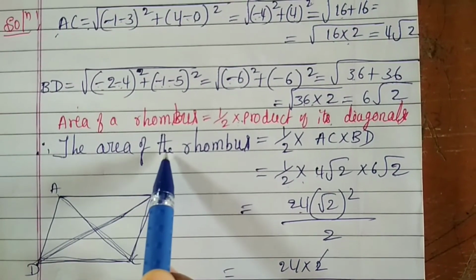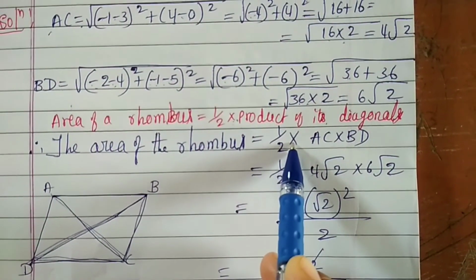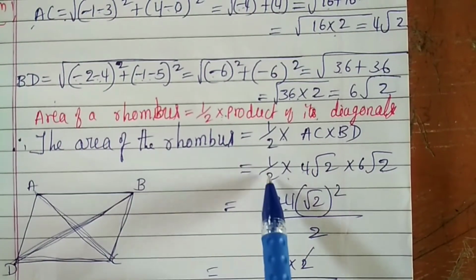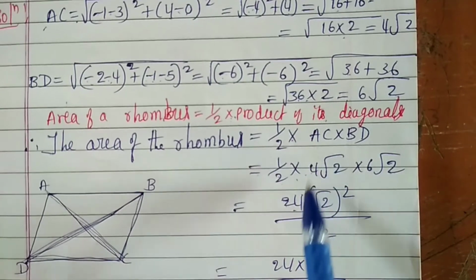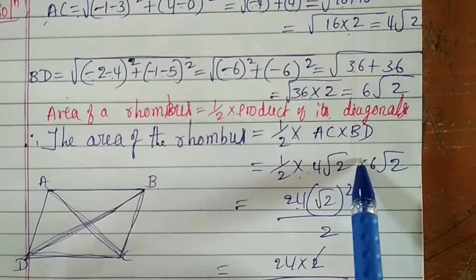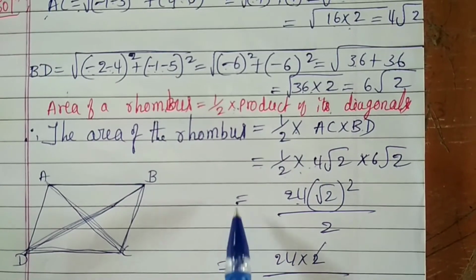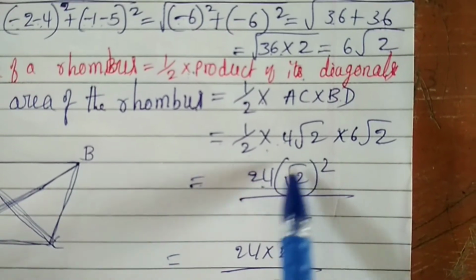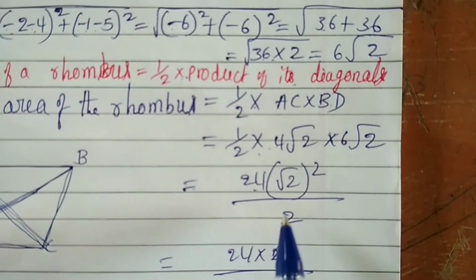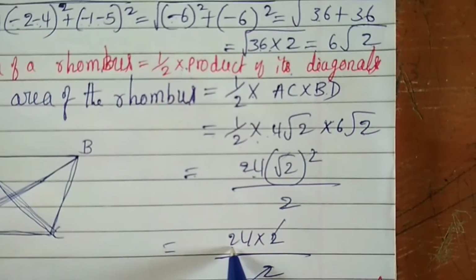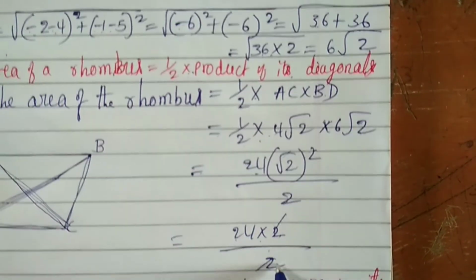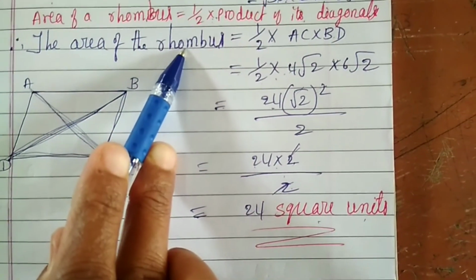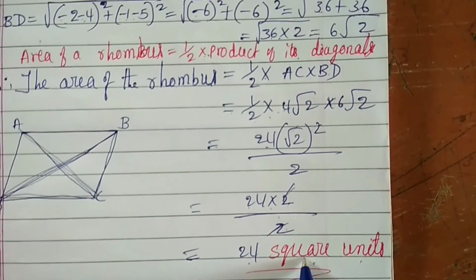So the area of the rhombus is equal to half into first diagonal AC and second one is BD is equal to half into first diagonal AC is equal to 4 root 2 into BD means 6 root 2 is equal to 6 4s are 24 root 2 into root 2 whole square divided by 2. Square root cancel, 24 into 2 divided by 2. 2 cancel. The area of the rhombus is equal to 24 square units.